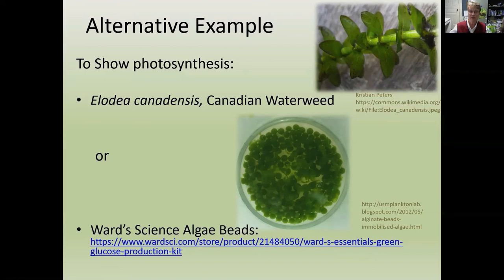So here's a couple of options. You could get a plant like Canadian waterweed, or Ward's Science has algae beads, which can do the same kind of experiment. They even sell kits where you have different indicators to show CO2 levels in the water versus oxygen, that kind of thing. Again, we'll talk through how to dispose of plants when you're done with them. You would want to dispose of the algae beads as well.